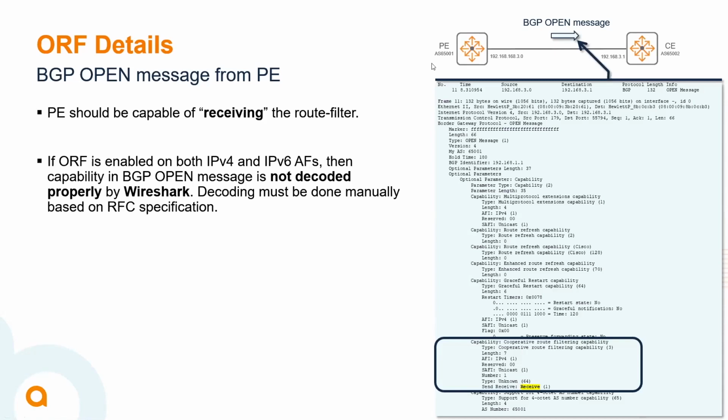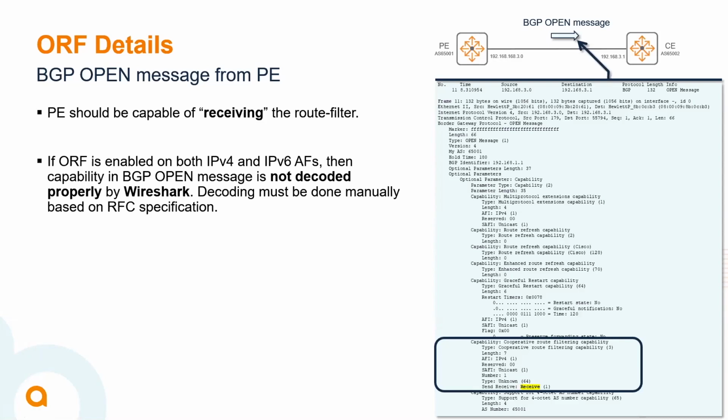As you can see here, this is a Wireshark of a BGP open message. If you open down the optional parameters, you'll see all the capability being exchanged. And you see a send/receive for ORF, the cooperative route filtering capability, as received from the PE. So the PE is able to receive requests from the CE.